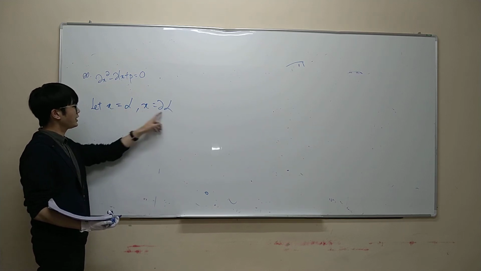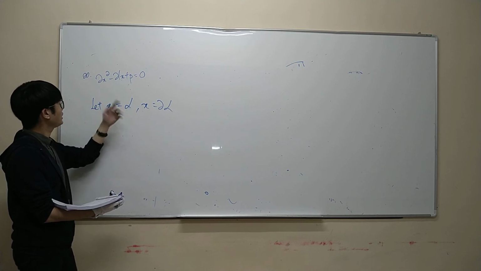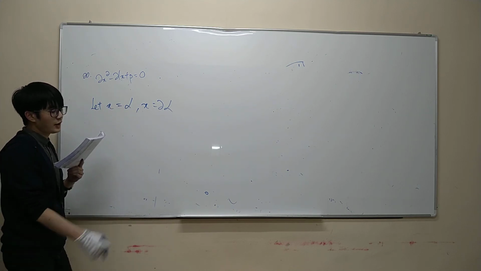So you can let x equals alpha, the other one is 2 alpha. Or any other unknown. This can be y or anything. A, B, C, any unknown. I use alpha. So find the value of p.